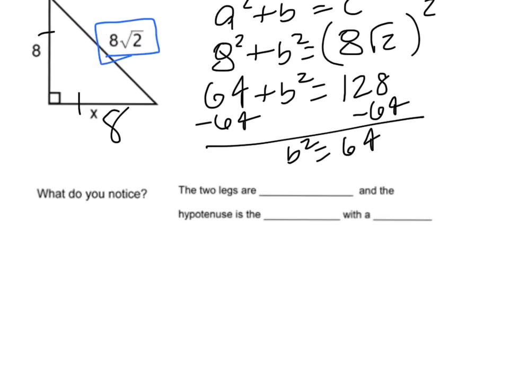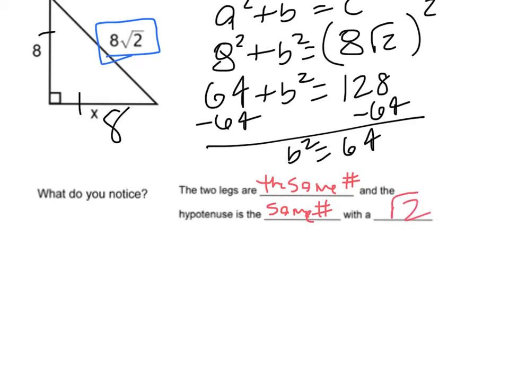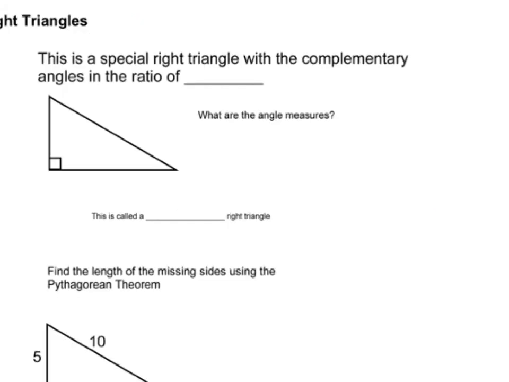Let's take a look at the notes on the bottom. Here it says, what do you notice? The two legs are the same number, and the hypotenuse is the same number with a radical 2. Imagine that. That's simple. Okay, now we're going to move on to the next worksheet.